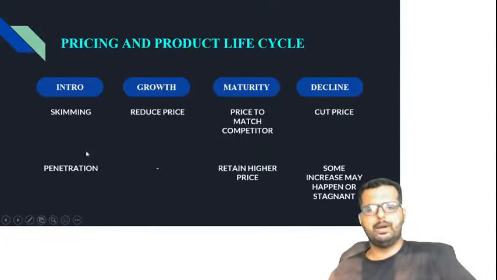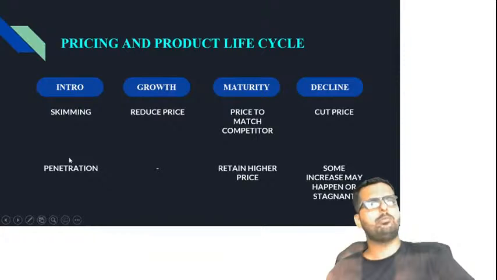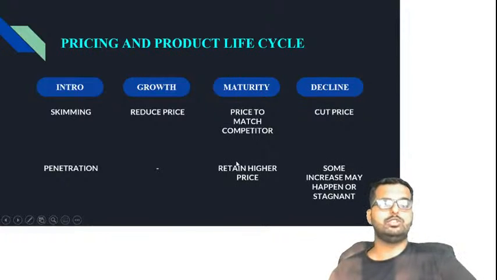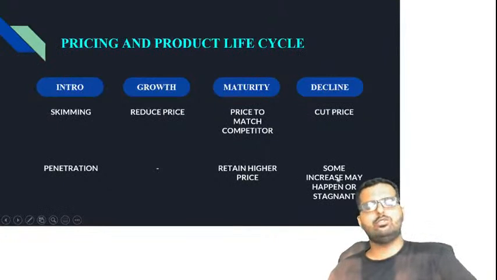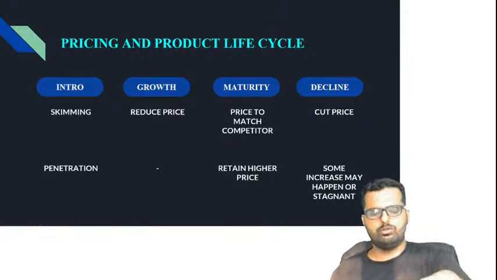But if you talk about the penetration pricing model, that's what Jio did. Initially, they kill the market with free offers. During growth also, they will not increase the price. Maturity is now the time for Jio, and they have slightly increased the prices, and once it reaches decline, they may increase or they may stay stagnant. This is how the pricing happens for the product life cycle. Can you write this down also in your books?